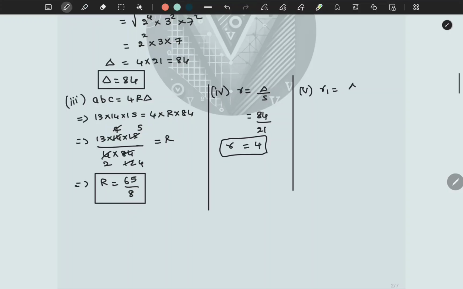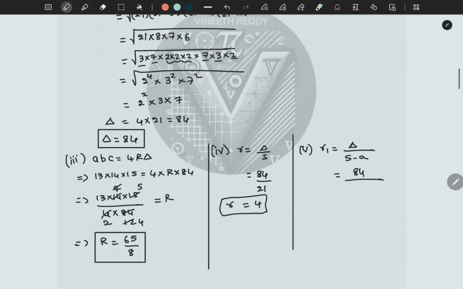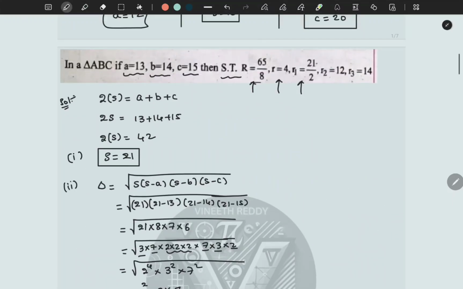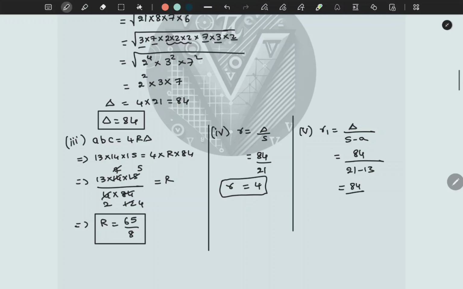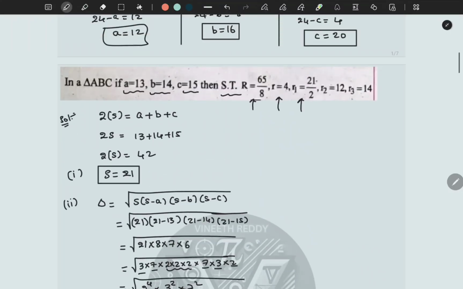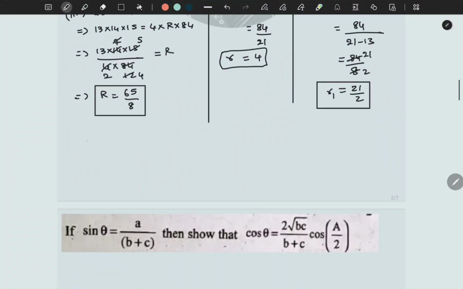Again the same formula, dear students, r1 is delta by s minus a. Now delta is 84 and s is 21, 21 minus 13, so we will be getting 84 divided by 8. So 4 times 21 and 4 times 2, so we get r1 as 21 by 2, right? Now similarly we will be finding r2 and r3 also.